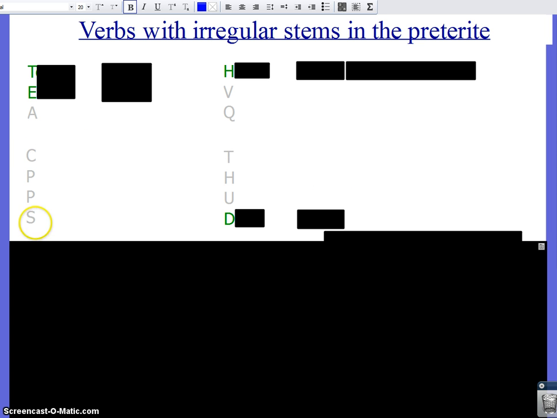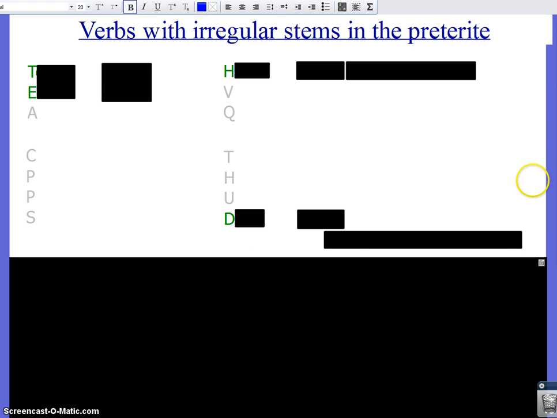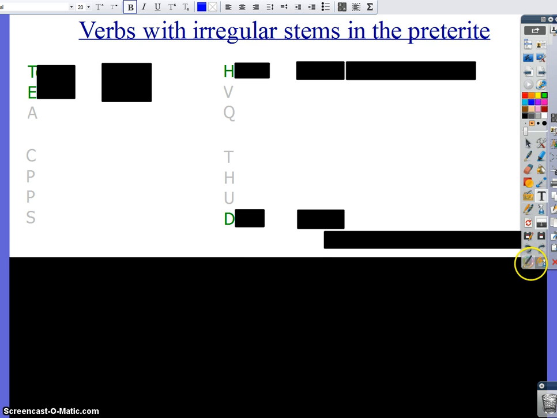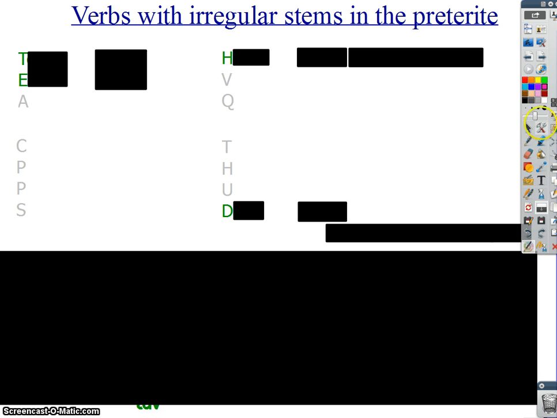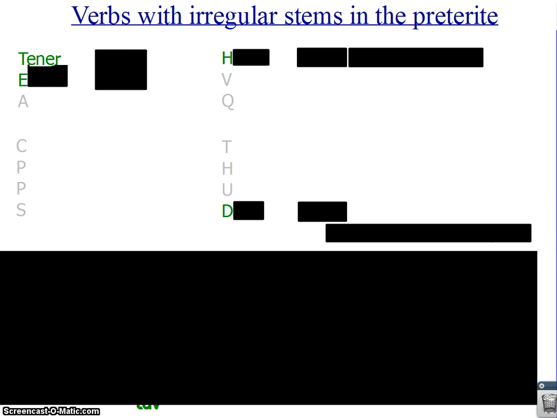So, what's in gray? Go ahead and write it down, but that's not what we're focused on. The ones that are in green are the ones that we are focused on for the rest of the trimester. So, what is the verb that starts with the letter T? Can you think of any verbs that you know that it might be? If you said tener, you are right. Tener in the preterite does not have the stem that you think it should. What should the stem of tener be? It's ten. But when we conjugate it in the preterite, we use this stem.